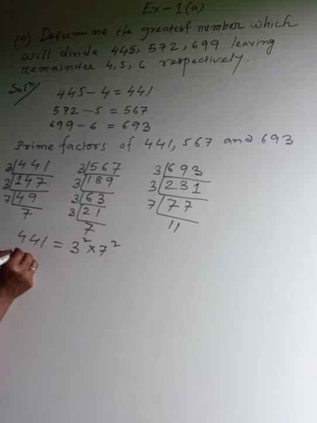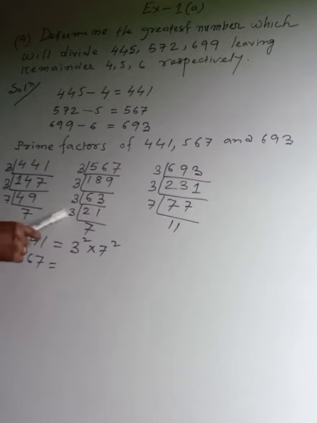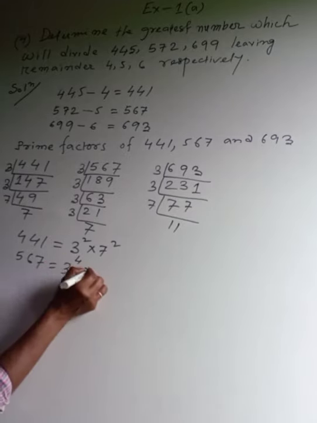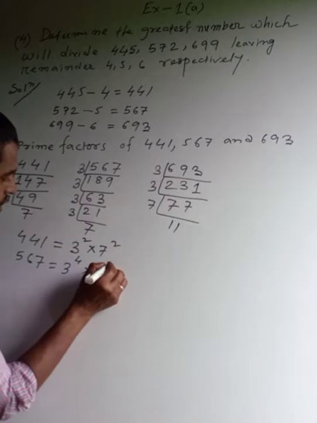Similarly, next number, 567 equal to how many times 3? 1, 2, 3, 4. So 3 to the power 4. We can write into how many times 7? 1 time. So 7 to the power 1.